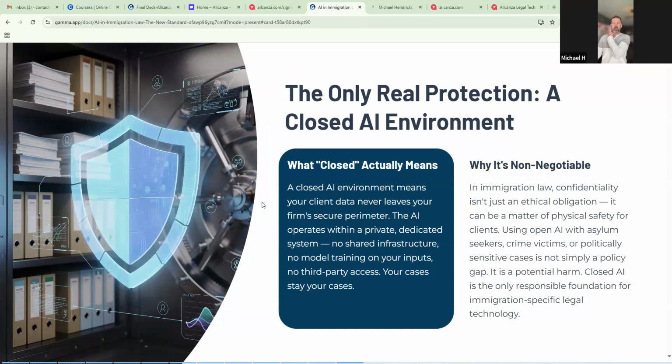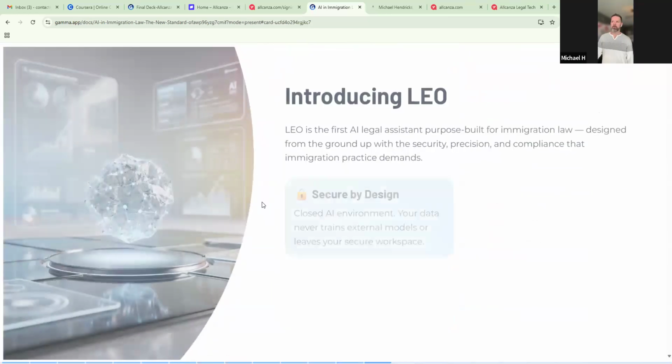Using OpenAI for asylum seekers, crime victims, politically sensitive cases is not simply a policy gap, it's a potential harm. So closed AI is the only responsible foundation for immigration-specific legal technology.